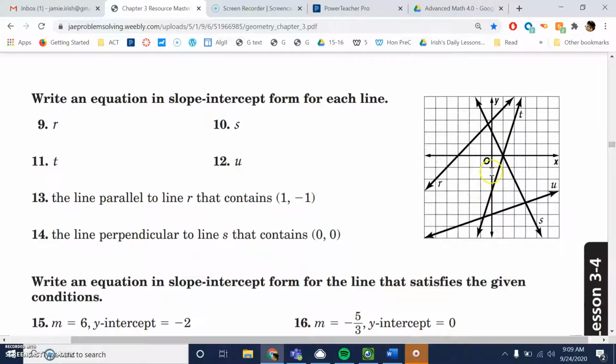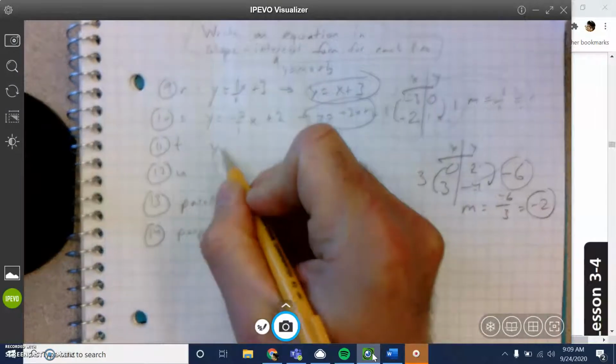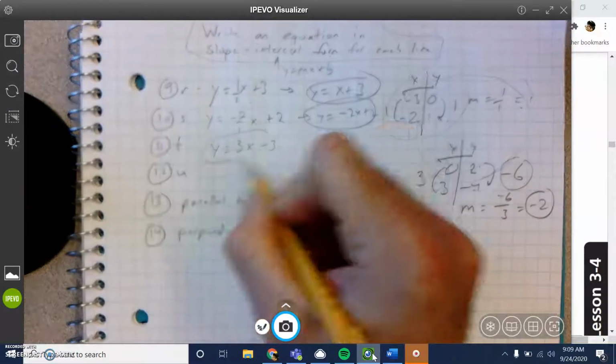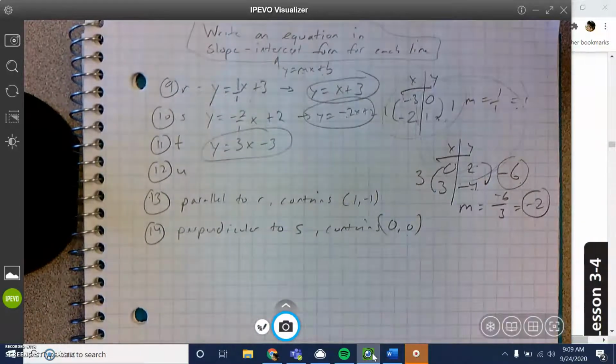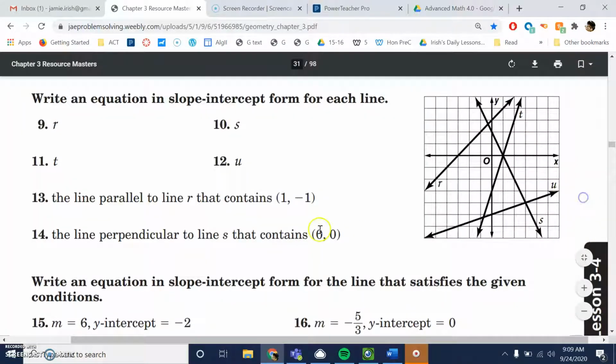So T, the y-intercept is -3, and the slope is 1, 2, 3 over 1. 1, 2, 3, right 1. It's positive. So 3 over 1 is the slope, and negative 3 is your y-intercept. So y equals 3x minus 3 is T. And you could do the chart, but I'm not going to show it to you because you can do that on your own. We did that in previous lessons. You need to go back and check out those videos.